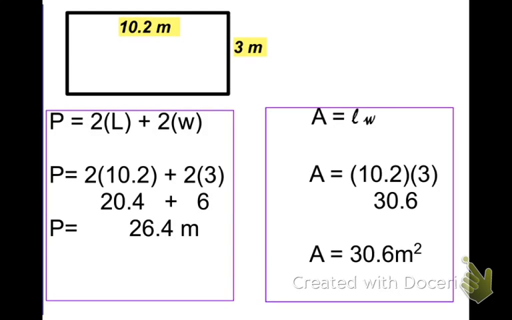Now check your area. You multiply 10 2/10 times 3 for 30 6/10. There was one number behind the decimal right here, so you would make sure there's one number behind the decimal in your answer.